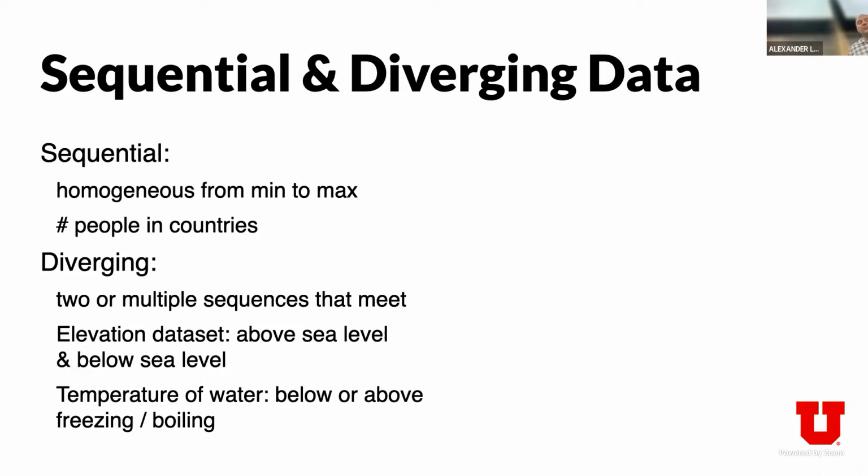It makes sense to visualize this as one homogeneous series. Diverging, we have two or multiple sequences that meet. So for example, elevation data. Above or below sea level is something that we tend to think of as diverging scales, right? Because it makes sense that we treat them separately, because the one is flooded with water, the other one is air. Or the temperature of water, we could think of below or above freezing or boiling, right? And for the temperature of anything, we could always have a 3-part scale: it's solid, it's liquid, or it's a gas, right? So that could be the scale that we use for any kind of element.